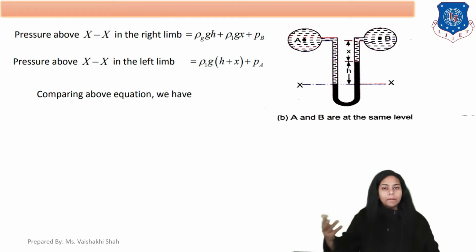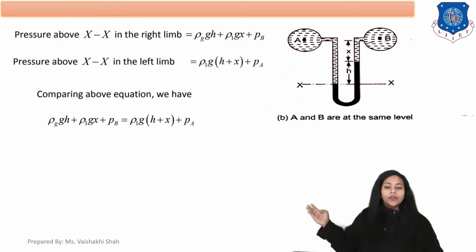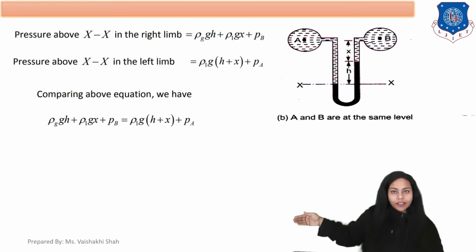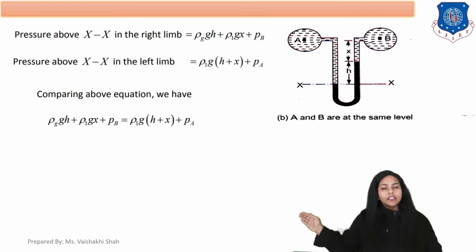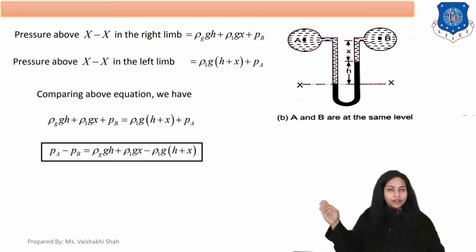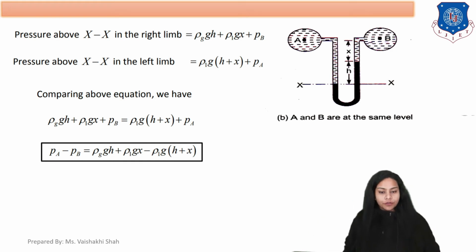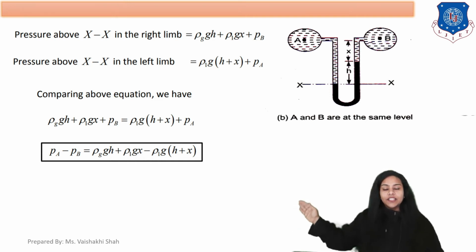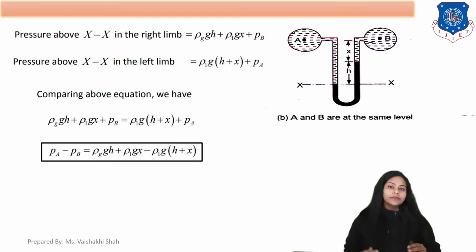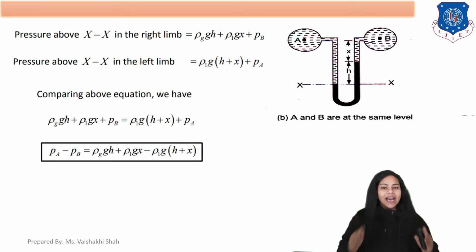Now, comparing the above equations we get rho G into G into H plus rho 1 into G into X plus PB equals rho 1 into G into (H plus X) plus PA. Now, making PA minus PB the subject, PA minus PB equals rho G into (G plus H) into H plus rho 1 into G into X minus rho 1 into G (H plus X). So this is the pressure difference when pipe A and pipe B are at the same level.